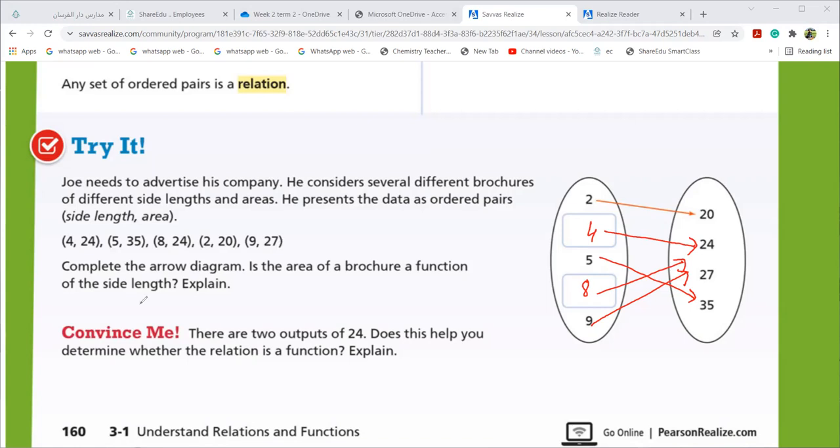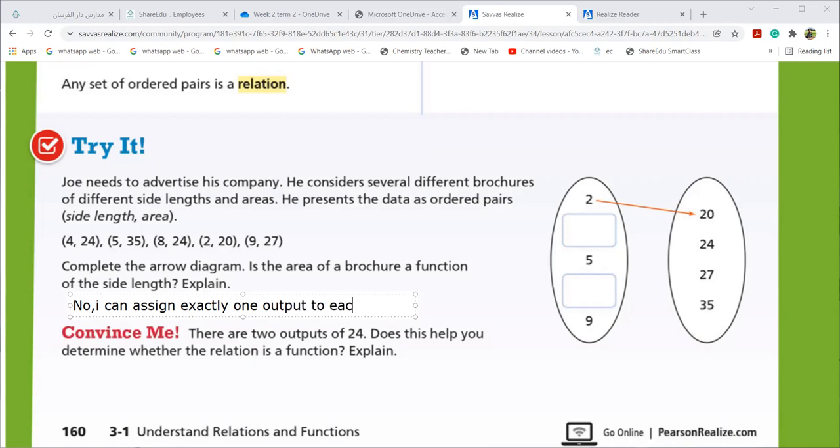Just write. They ask you to complete: is the area of a square a function of the side length? Explain. Is it a function? Yes, it's a function, because I can assign exactly one output to each input.